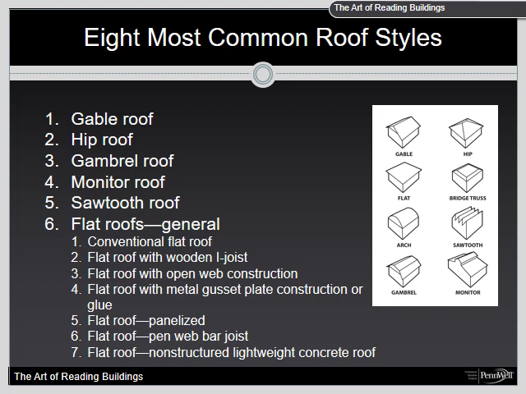The focus on flat roofs is to try and identify the type of flat roof encountered based on prior knowledge of a particular roof, the style of the building, the era of construction, and additional information from interior and exterior personnel. The wide variety of flat roof construction types can be categorized as follows: conventional, wooden I-joist, open web construction, metal gusset plate construction, panelized, open web bar joist, and non-structural lightweight concrete.